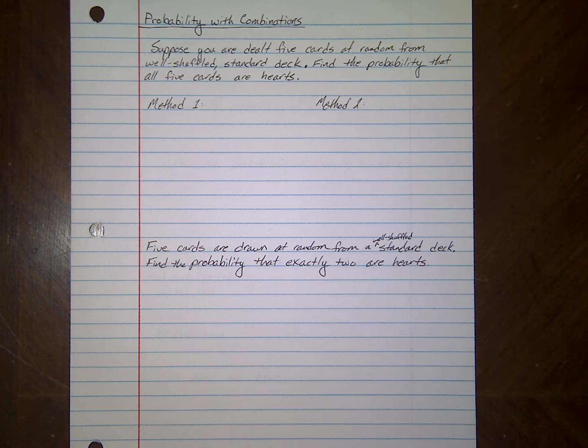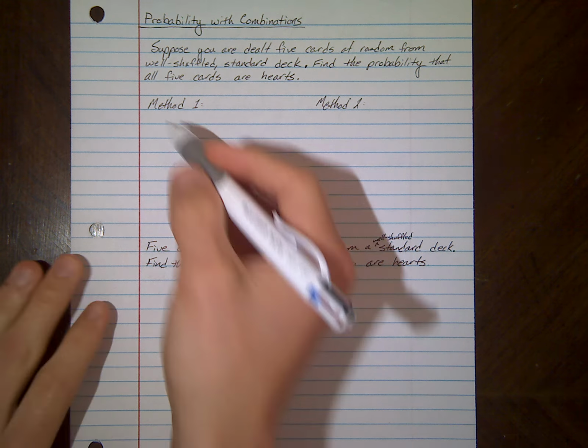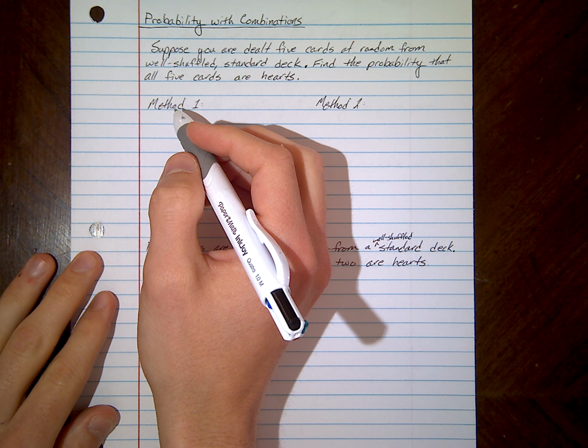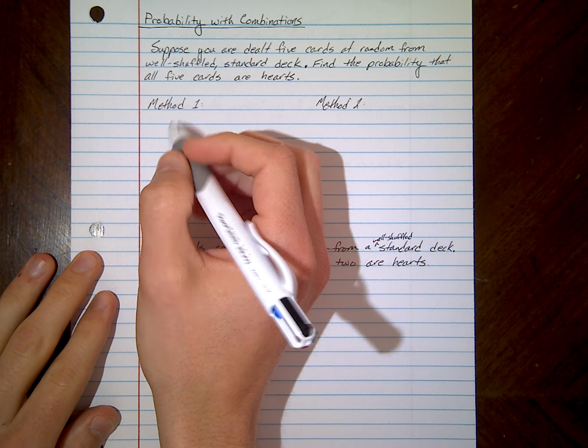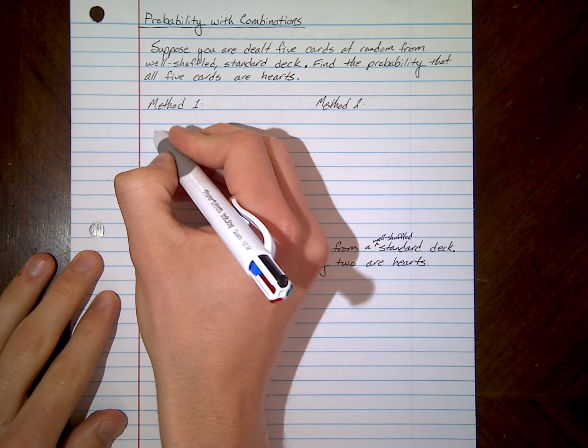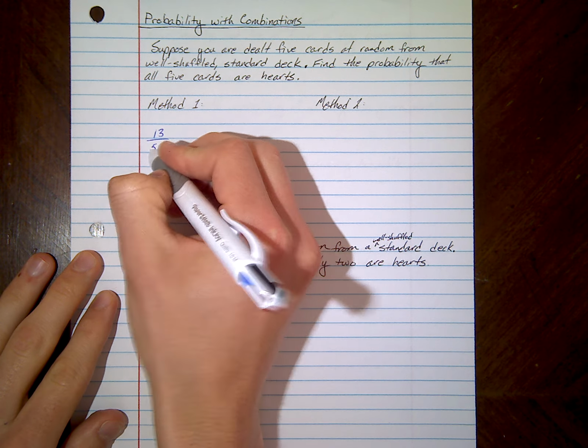Okay, suppose you are dealt 5 cards at random from a well-shuffled standard deck. Find the probability that all 5 cards are hearts. Now if you start out thinking about each card at a time, you would get this first method, where on the first card, there are 13 hearts out of 52 cards.